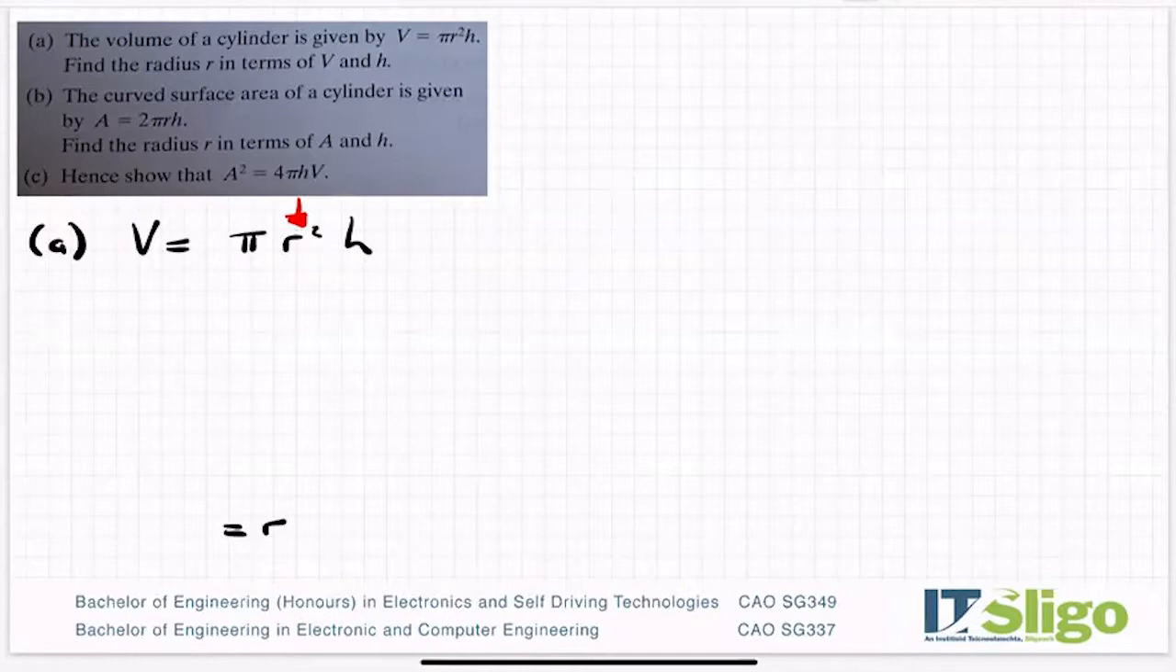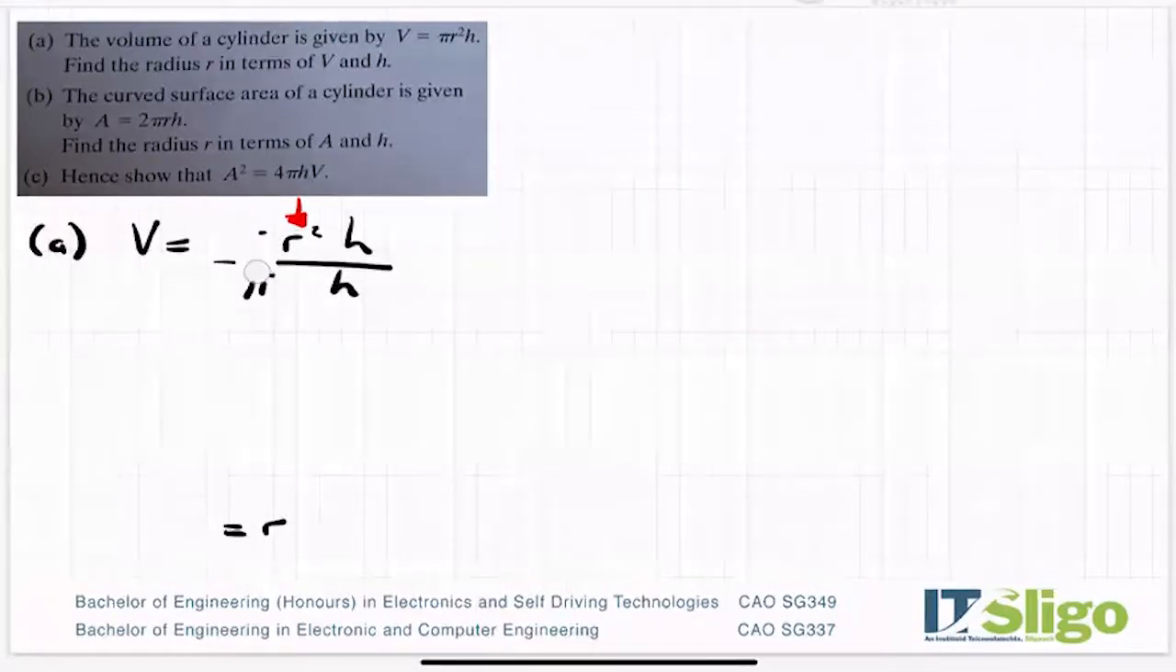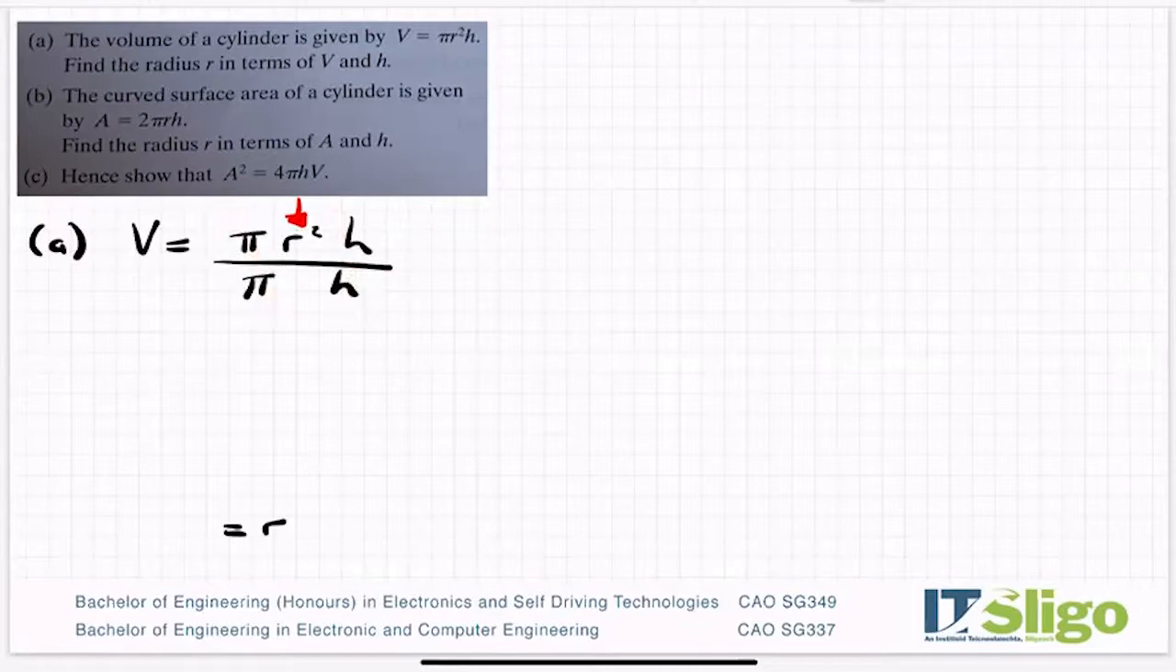When you have letters written beside each other with no sign in between them, that means they're multiplied. So to have them cancel, you do the opposite. The opposite of multiply is divide. So I divide by pi h. Why am I doing that? Because I want the pi's gone off that side and I want the h's gone off that side. What I do to one side, I must also do to the other. So let's cancel them.